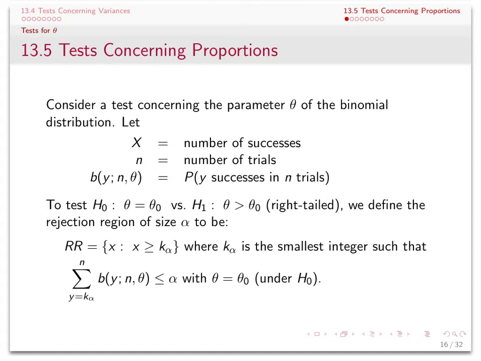So we're interested in testing the null hypothesis, where theta is equal to theta naught, versus, say, the alternative where theta is greater than theta naught. This will be our right-tailed alternative.